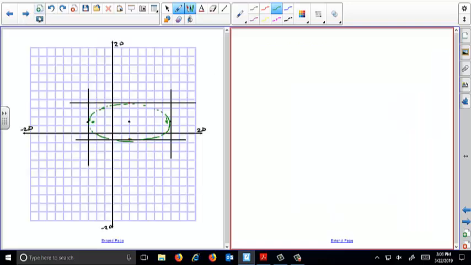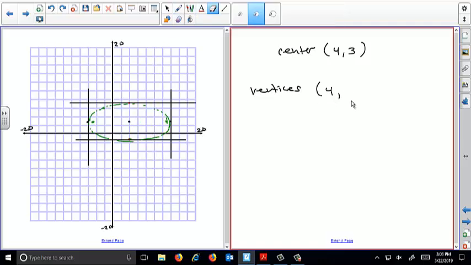So the center is at 4, 3. The vertices, well, let's think about what we're doing here. We're starting at x equals 4, and we're adding 10. And we have the same y location. So this is all along the same line. So the vertices, the center, all have the same y value. And then you'd have 4 minus 10, comma 3. That's what I did counting.